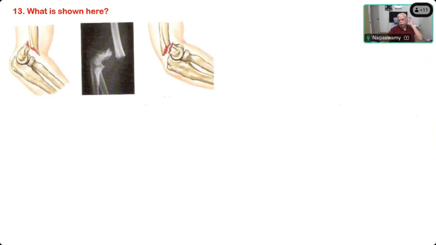What is shown here? Supracondylar fracture of the humerus. Very good. The X-ray lateral view in the middle picture, what does this represent? In this picture, you have flexion and extension deformity. It's not called anterior and posterior displacement. It is called flexion and extension deformity.